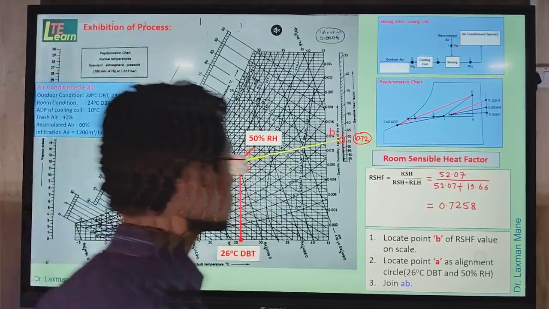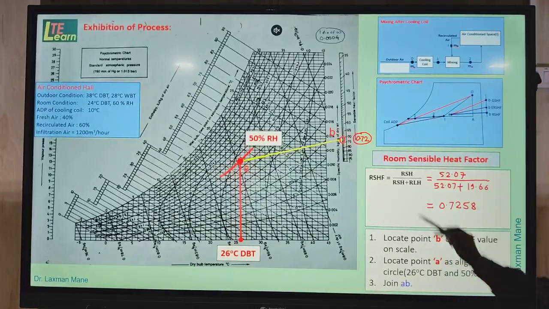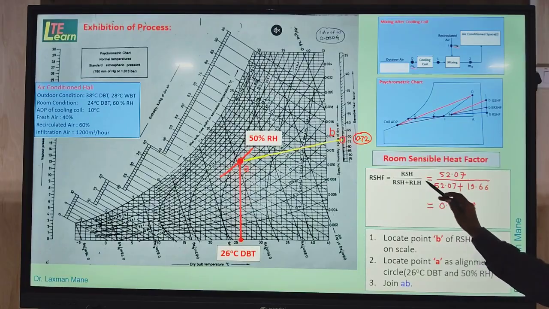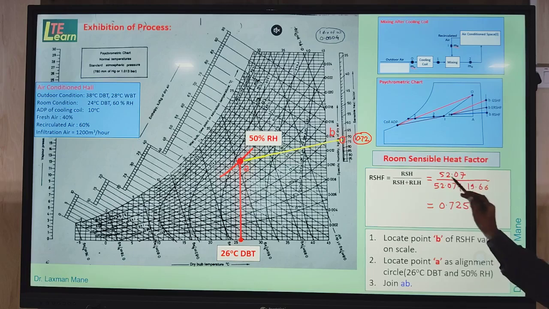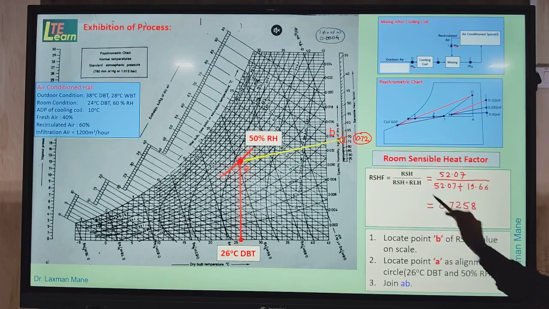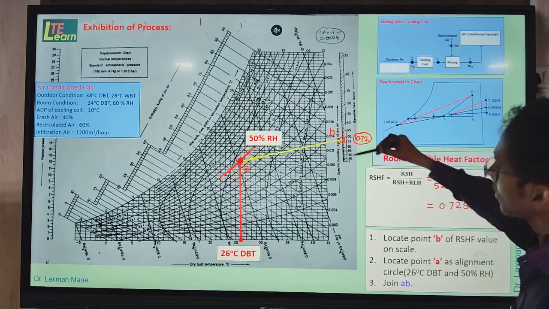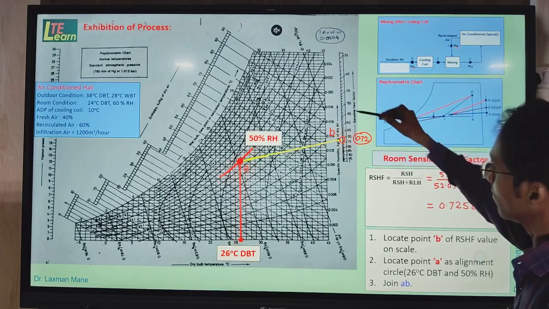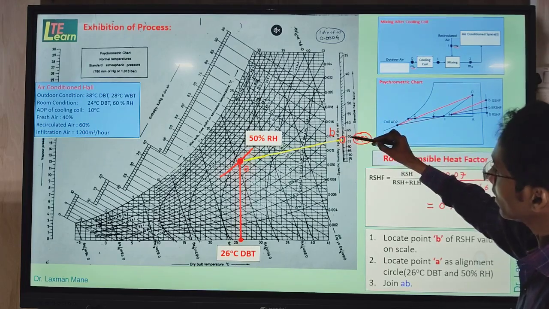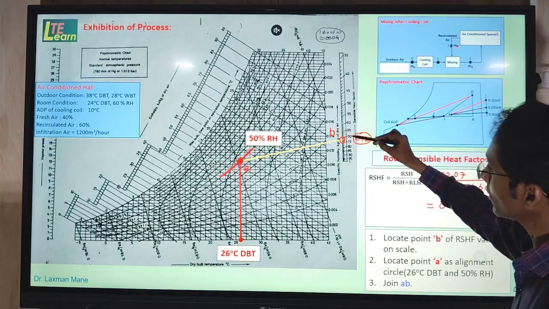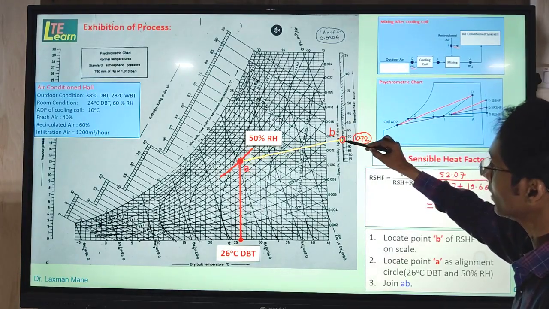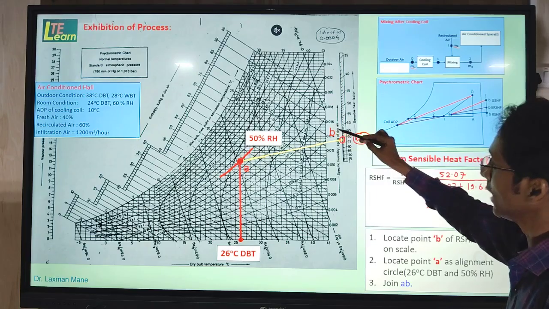These loads we use to find the room sensibility factor. The room sensibility factor formula is room sensible heat divided by room sensible heat plus room latent heat. So the values of RSH and RLH calculated in the last slide we put here in the formula. We find the room sensibility factor value. This value we locate on the sensibility factor scale. It is 0.72, so it is coming between 0.70 and 0.75 here. This point we give the name B.